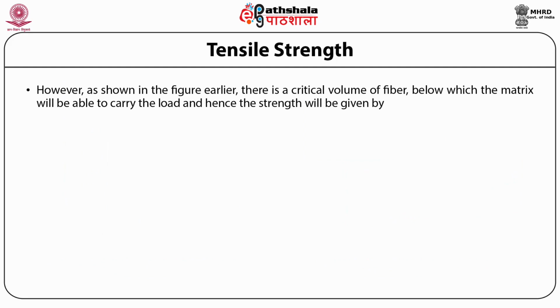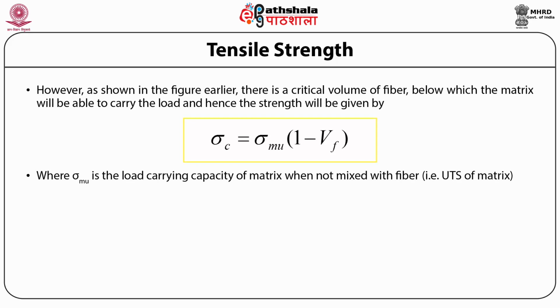So students, continuing our discussion on tensile strength, when the fraction of fiber is very small, the load is effectively carried by the matrix, and hence for small fractions of fiber, the strength of the composite can be given by sigma C is equal to sigma mu multiplied by 1 minus V f, where sigma mu is the load carrying capacity of the matrix when not mixed with the fiber, that is, the UTS of the matrix.